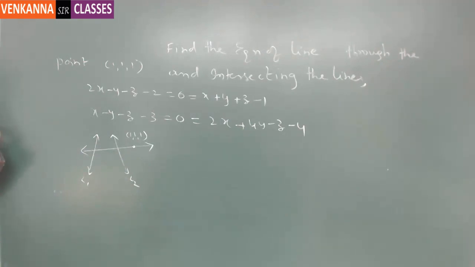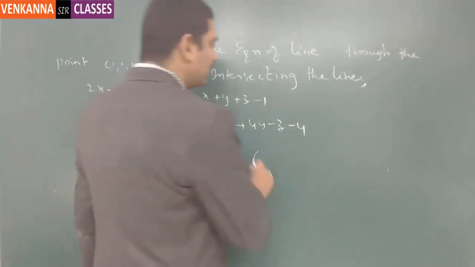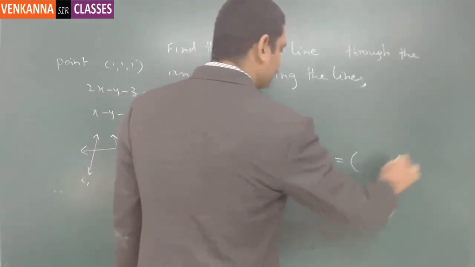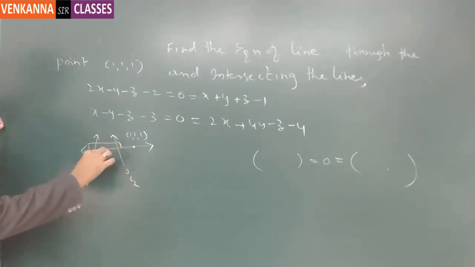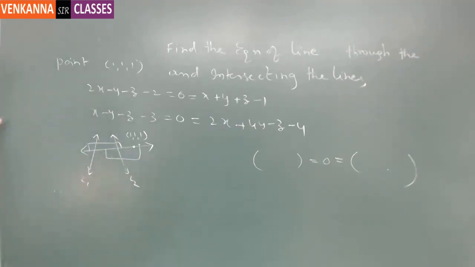Now, since the lines are given in unsymmetric form, we are going to represent the required line equation also in unsymmetric form. So I am representing the answer in unsymmetric form. It means that I feel the required line is nothing but the intersection of two planes. This is my idea. Okay? Are you clear?